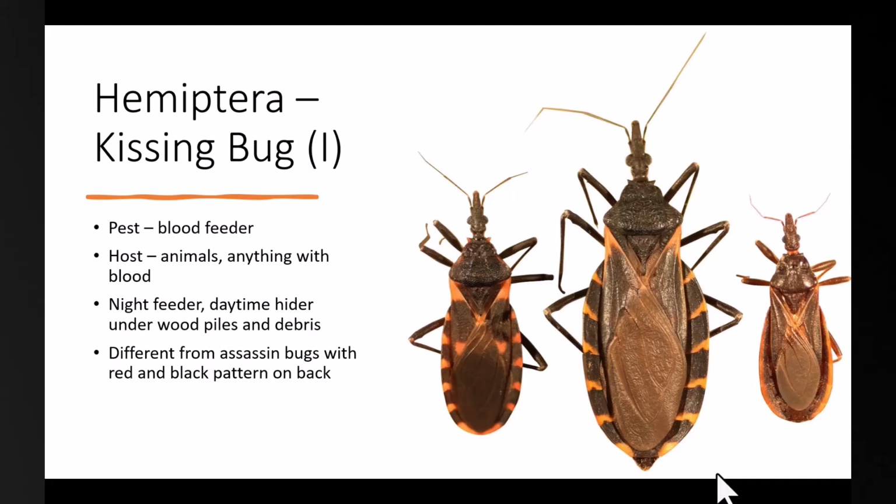They are in the group of assassin bugs, but they're different from all the other assassin bugs because they have that black and orange or red pattern along the exposed part of the abdomen, and their wings sit inside with the abdomen lifted up, raised up on the edges.